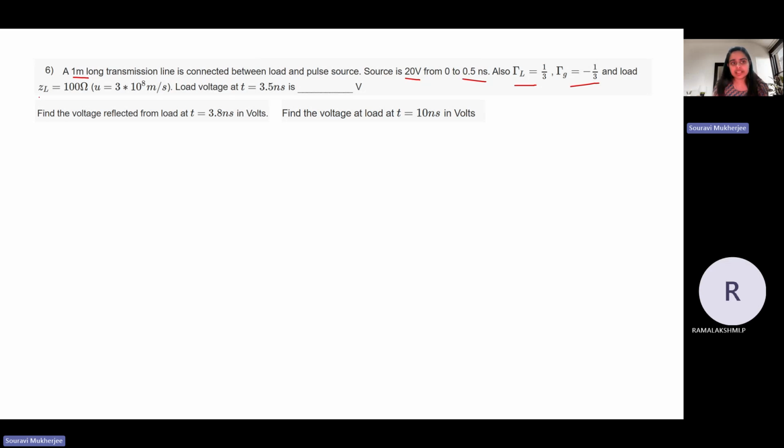The load is given, ZL, RL, whatever the load impedance is. So that means you can find Z naught or R naught, which is the characteristic impedance of your transmission line. And you can also find RG or ZG, whatever, that is the impedance at the generator end. So these two you can find from these three values, tau L, tau G, and ZL, right? Just as the last question, the speed of transmission is given. You have to find the load voltage at t equal to 3.5 nanoseconds.